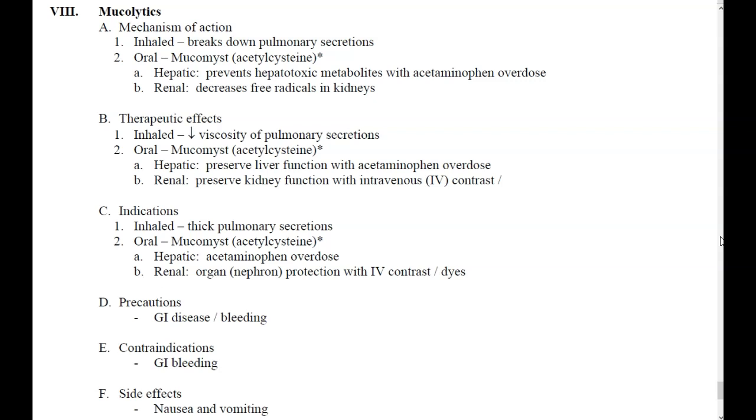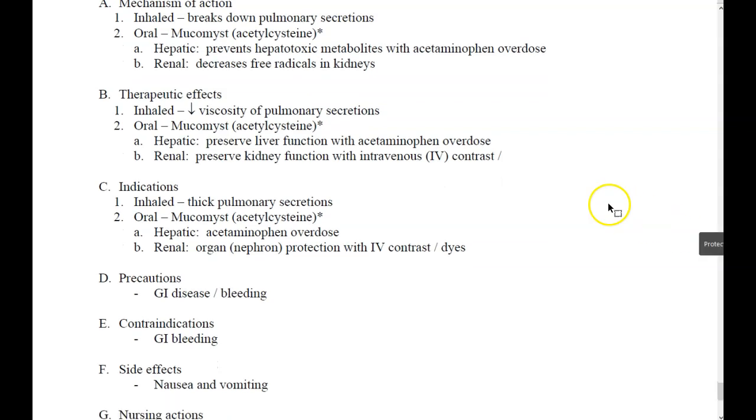Some precautions: GI bleed or GI disease, especially with pre-existing GI ulcers or varices when it comes to oral use, as it's absorbed in the GI tract. And some contraindications: active GI bleeding. Again, if somebody has pre-existing GI conditions, GI ulcers or varices, then this may be contraindicated for those kinds of patients. Some common side effects: nausea and vomiting.